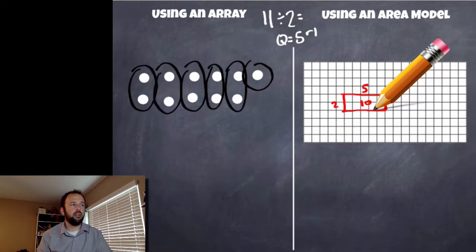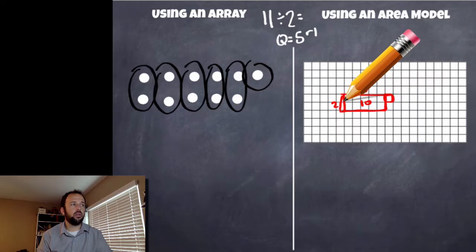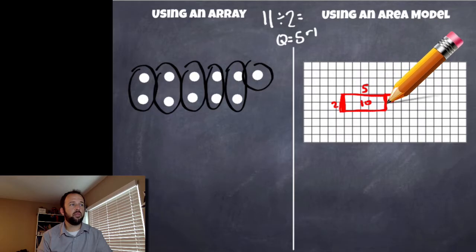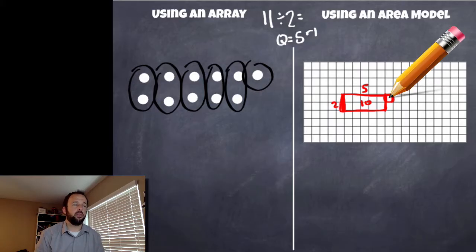Okay, so the area model, the shape of this guy, would look kind of like this. It would be a rectangle with this little guy hanging off the side here, because we need that one more in order to get 11. Okay, so that's how we can represent this problem visually using an area model.